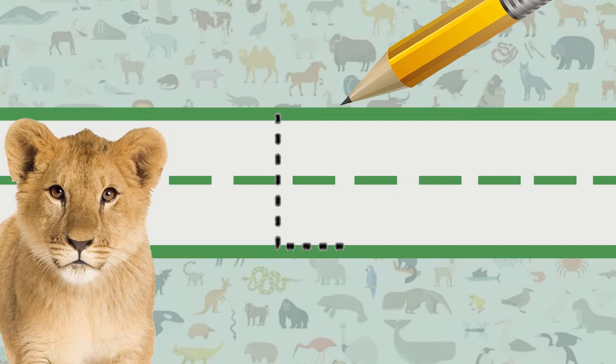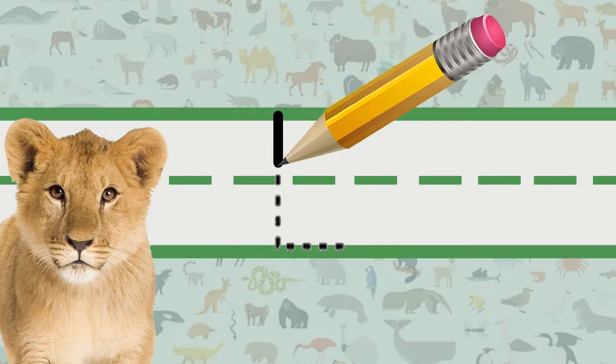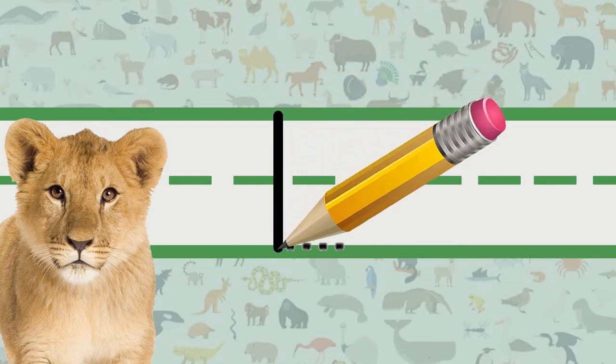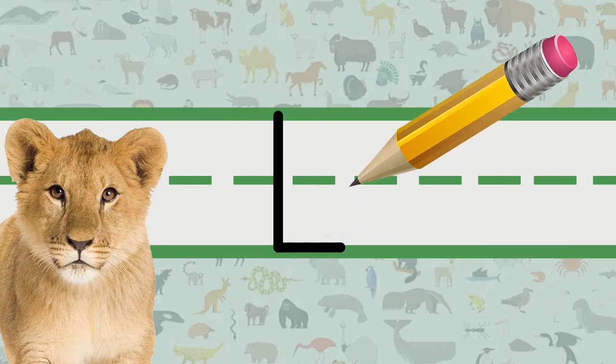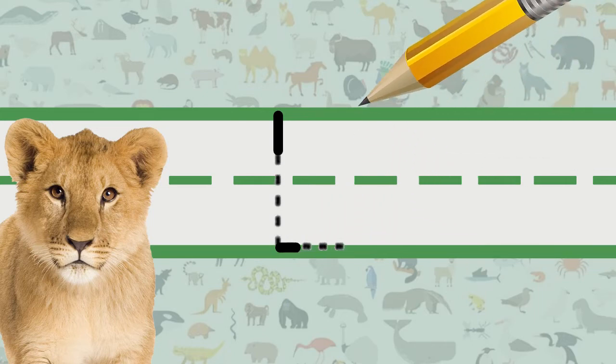L is for lion. For capital L or big L, start at the top and draw a straight line down to the bottom. Then draw a straight line to the right. Good job! Let's do that again.